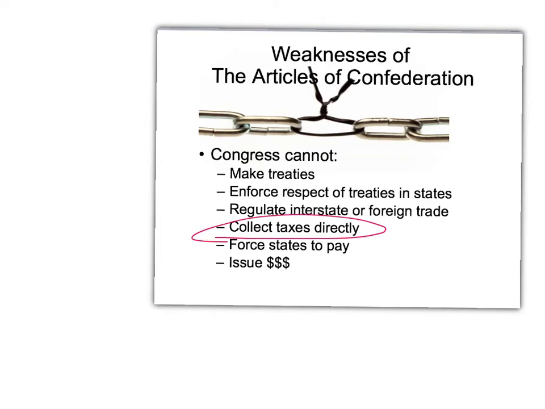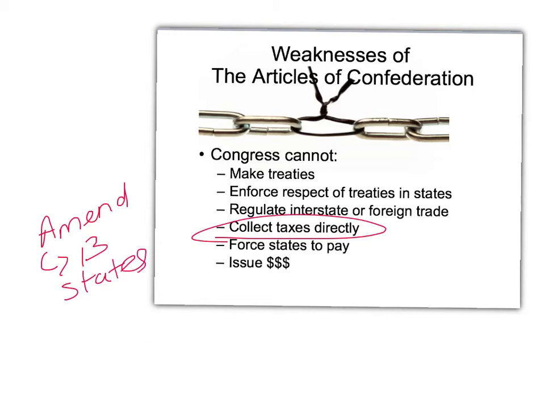So while it could collect taxes from the states, it had to get the cooperation of the states in order to do that. It couldn't force the states to pay, and there was, of course, an issue of money because each state would coin their own money, making it challenging to exchange goods from one state to another. Any amendments to the Articles required unanimous consent of the Congress and confirmation by every state legislature. So in order to amend or change the Articles of Confederation, you needed 13 states to agree. It had to be unanimous.